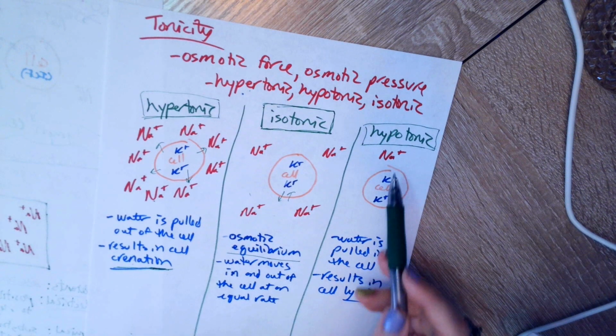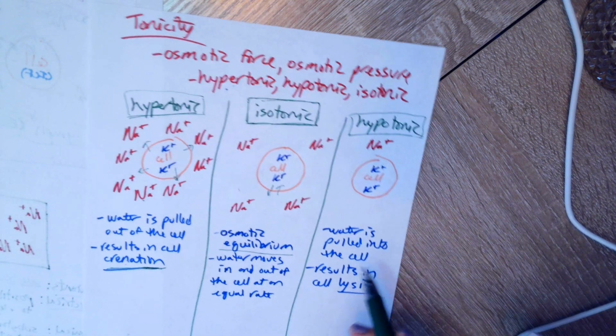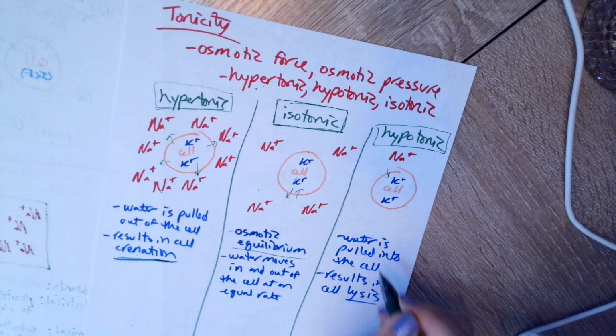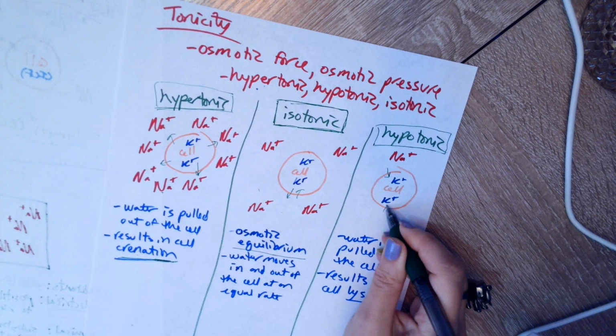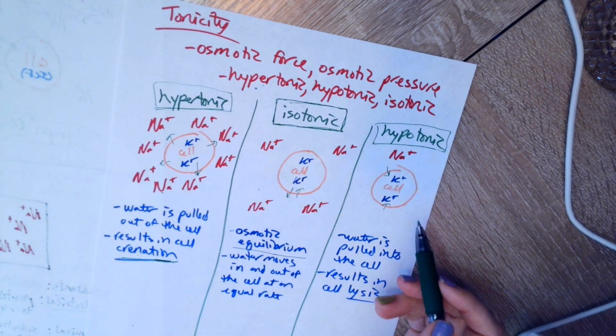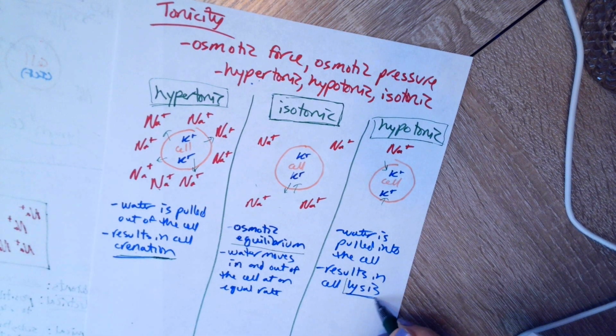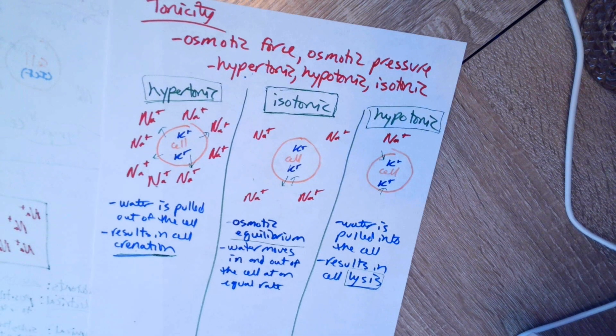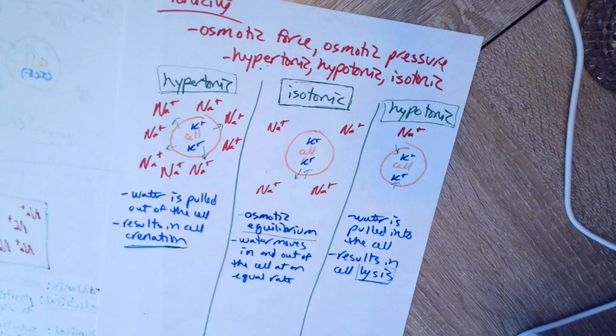So you have a low osmotic force, a low osmotic pressure. In this case, water is going to move the opposite direction. It's going to be moving into the cell, and it can cause the cell to burst. And that is called cell lysis. And that is also not good. If your cell explodes, that's obviously not good.